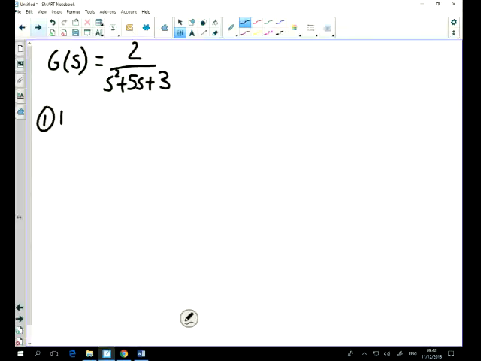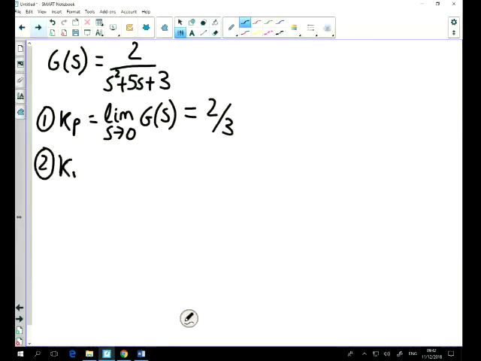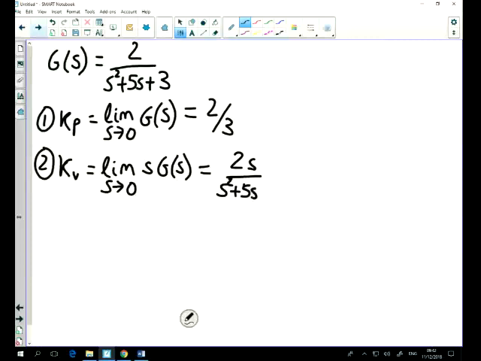Then we're going to find Kp first, which we've already done, is limit S tends to 0 of G of S, which we worked out on the previous page was 2/3. Okay, then you've got Kv, velocity one. Same idea, the difference is just that there's an S term involved. So it's the limit as S tends to 0. Because there's no 3 S's in here, we can write it out, but what you're going to end up with is 2S over S squared plus 5S plus 3, and then obviously if S is 0, that's going to become 0. Yeah, because there's an S term on the top line. 2 times 0 gives you 0, which makes the whole equation 0.